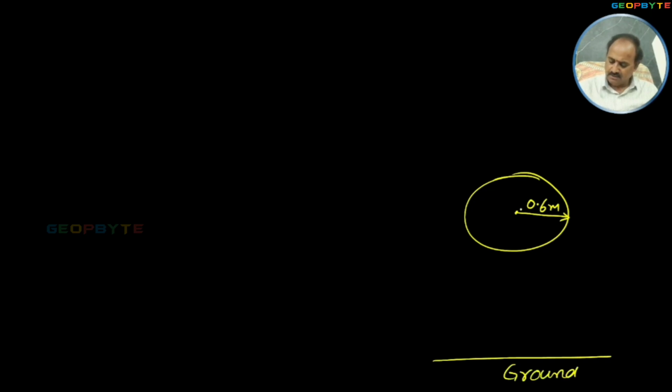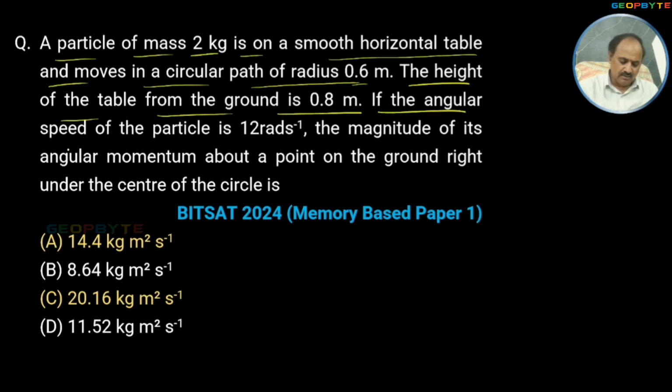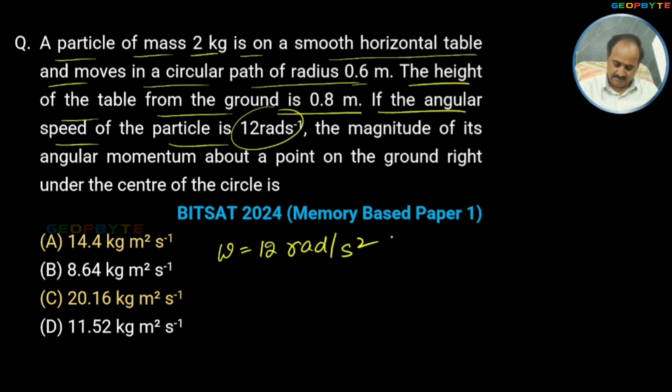The particle is maintaining circular motion on the table. That table is at a height of 0.8 meters from the ground. Now, if the angular speed of the particle is 12 radians per second. It is the angular velocity, not angular acceleration. Angular velocity, radians per second only. Second, the magnitude of its angular momentum about a point on the ground right under the center of the circle is.